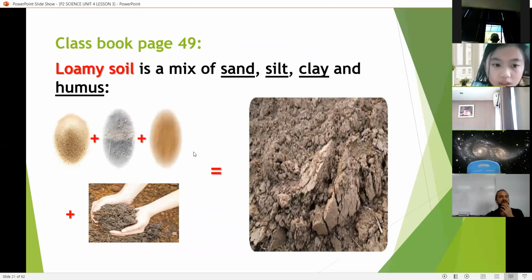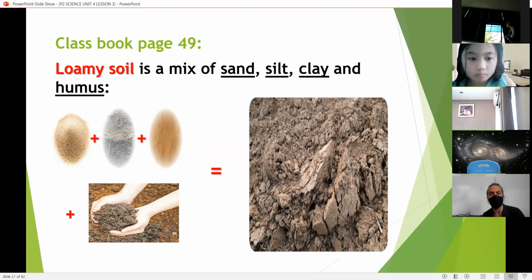Now, guys, loamy soil is a mix of sand, silt, clay, and humus. When you mix sand, silt, clay, and humus together, this will make loamy soil.